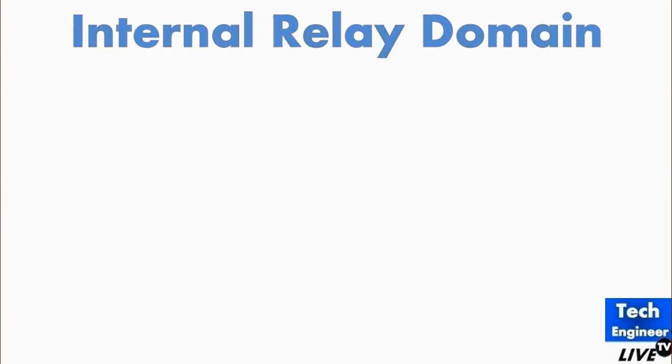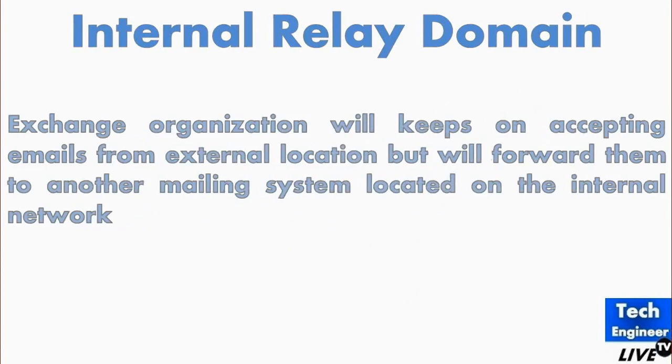Now, when you talk about the internal relay domain, that is a little bit different. With an internal relay domain, the Exchange organization keeps on accepting emails from external locations, whatever they are, including internet-facing, but forwards them to another mailing system located in the internal network.